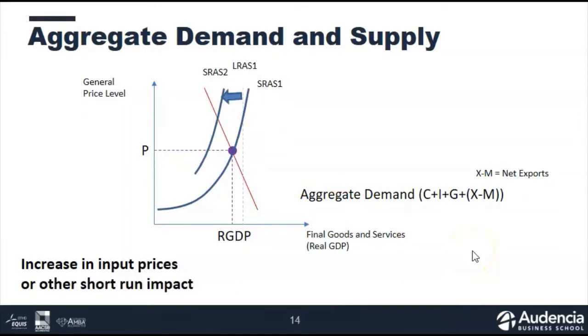If we have an increase in input prices, again, the short-run aggregate supply will decrease, and our economy will find a new equilibrium, which is here, with higher prices. So we have some inflation and lower overall production. It's going to decrease our production down to this level here.